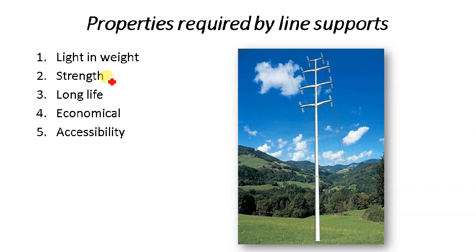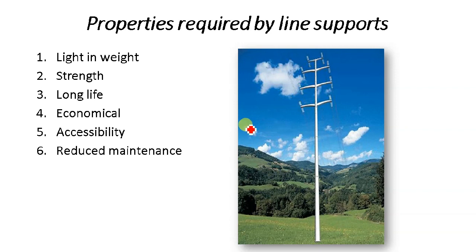The fifth is accessibility. The line support should be easily accessible for future planning as well as for painting. If it is a wooden pole, the moisture will be more; if it is a steel pole, then rusting will be the issue. So painting is necessary, and the support should be accessible for it. We also mount the insulator on the cross arm, so if it is accessible, we can easily install the insulator on the cross arm.